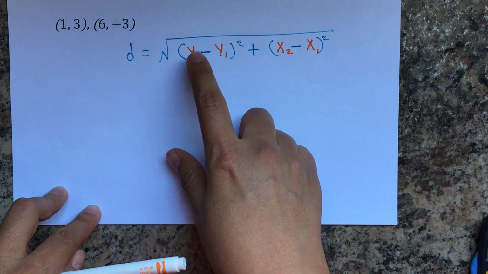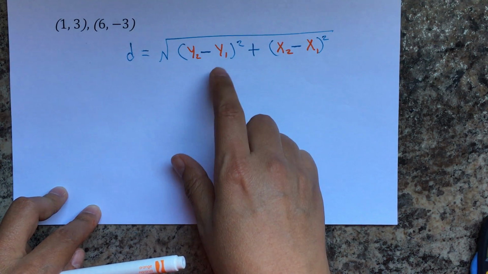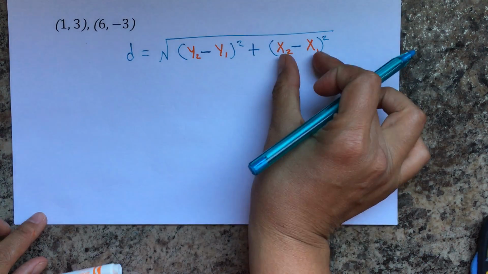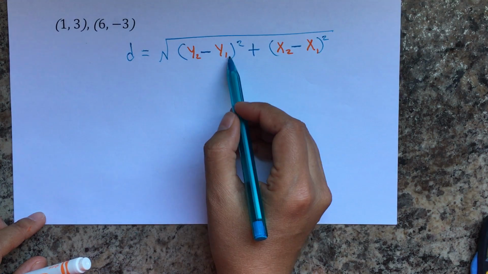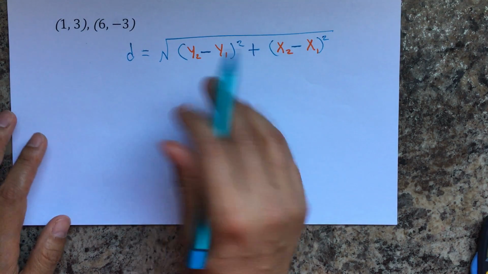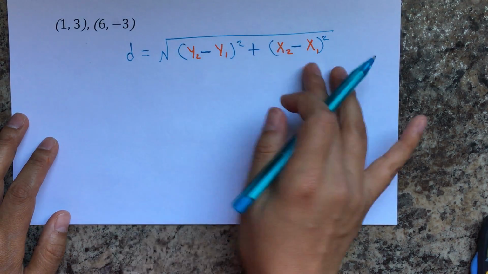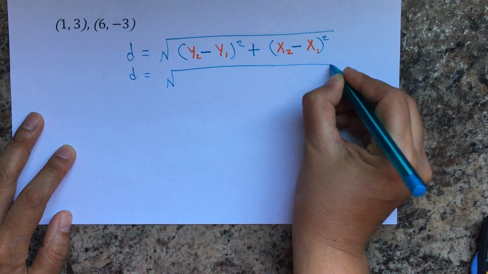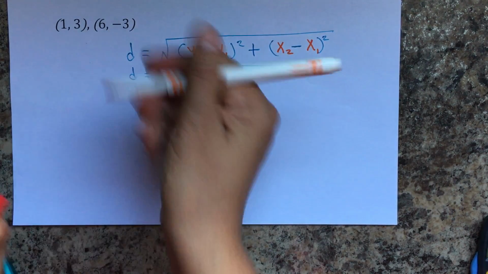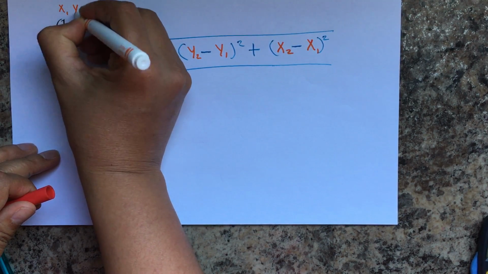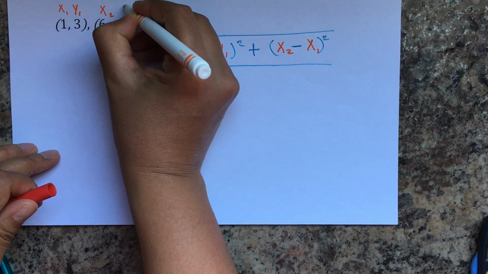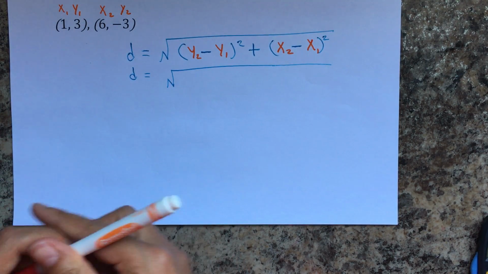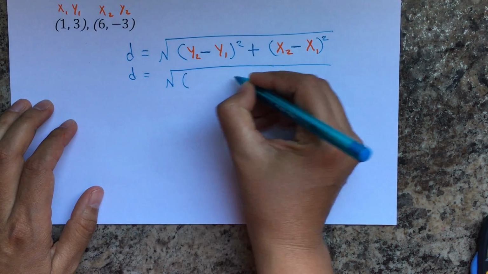So the slope is y2 minus y1 over x2 minus x1. But most definitely, as long as you keep the 2 first and the 1 second, or the same order, okay? So d is equal to, again, this is x1, y1, x2, y2, and so we start plugging in numbers.